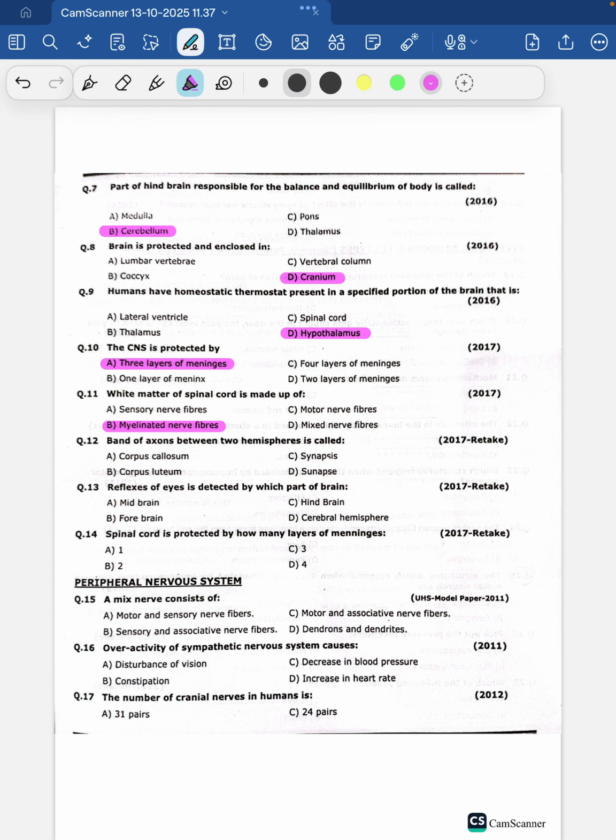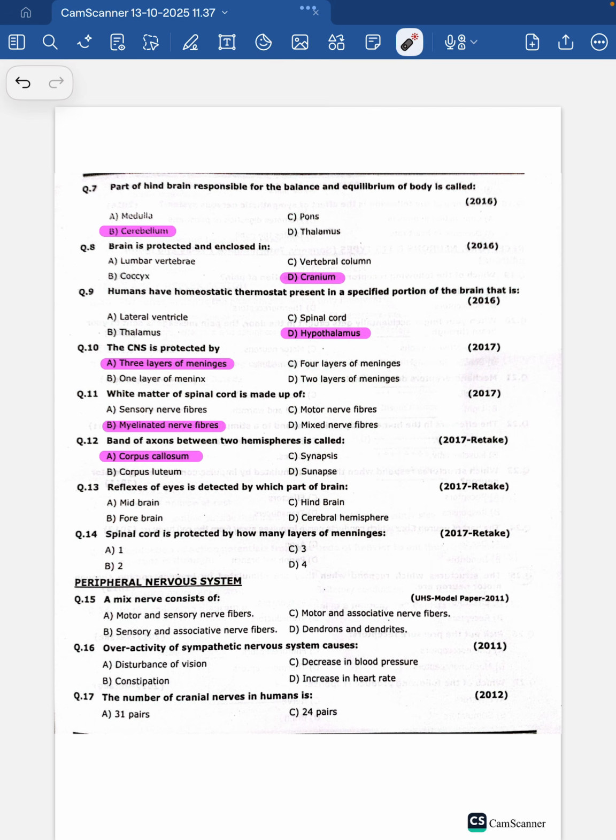Next, the band of axons between the two hemispheres, which we have already studied, is the corpus callosum. Don't confuse it with the corpus luteum. The corpus luteum is not present in the brain; it is present in the female ovary, formed during the menstrual cycle by the ruptured follicle. It is a yellowish glandular structure, so don't confuse corpus luteum with corpus callosum. Question 13.